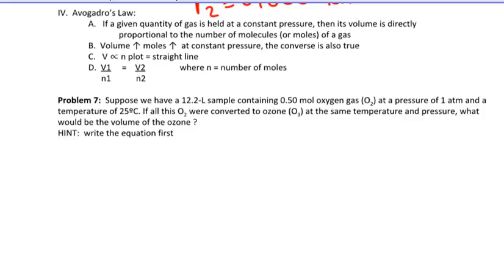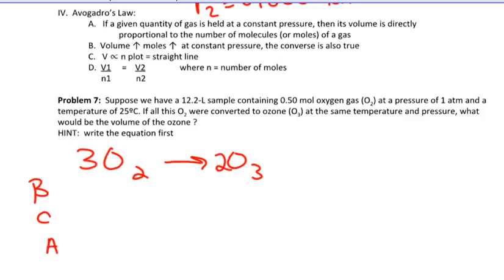Well, you need to know the moles of ozone. And how are you going to solve for moles of ozone? It says write the equation first. Let me do that. So oxygen is being converted to ozone. What we do next, we need to balance it. I bet a BCA table will tell you about moles.